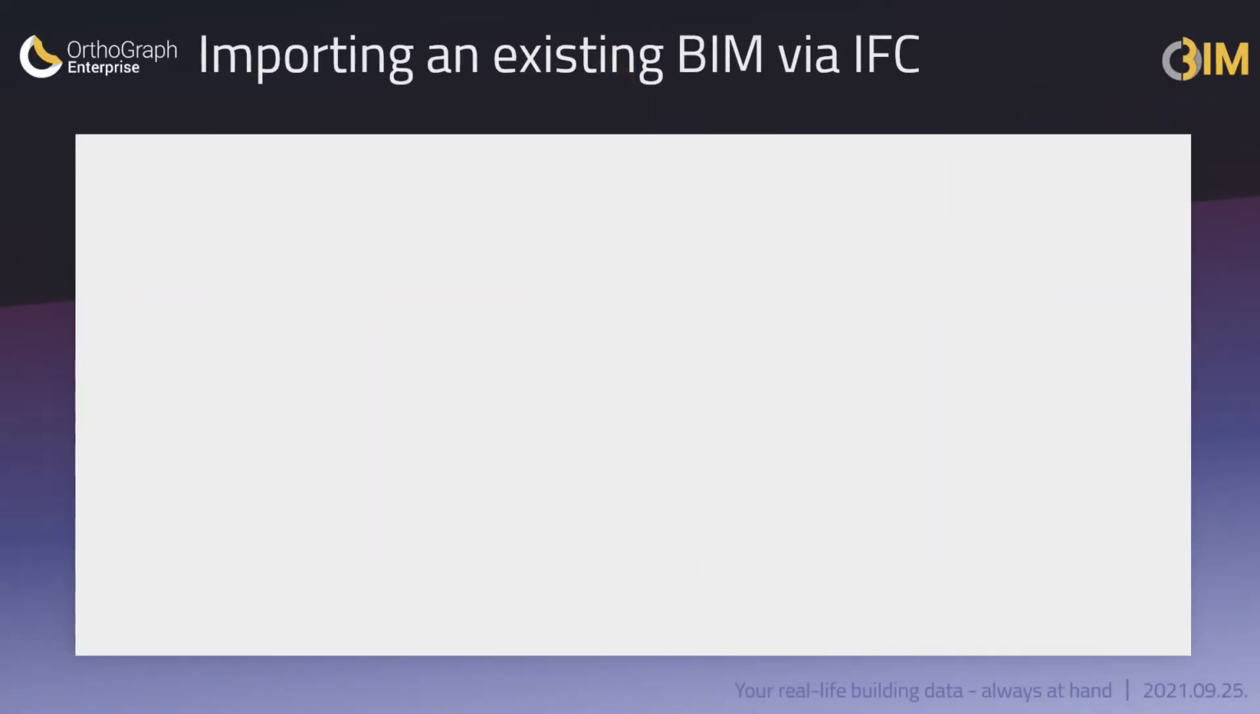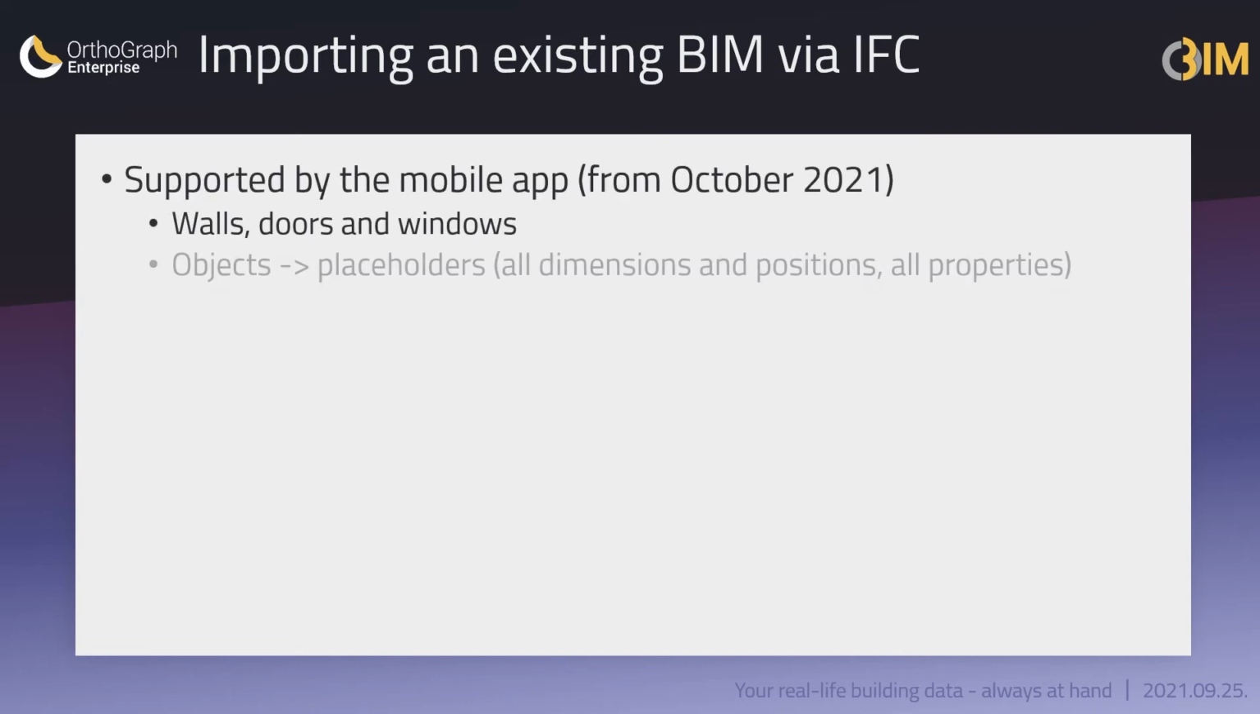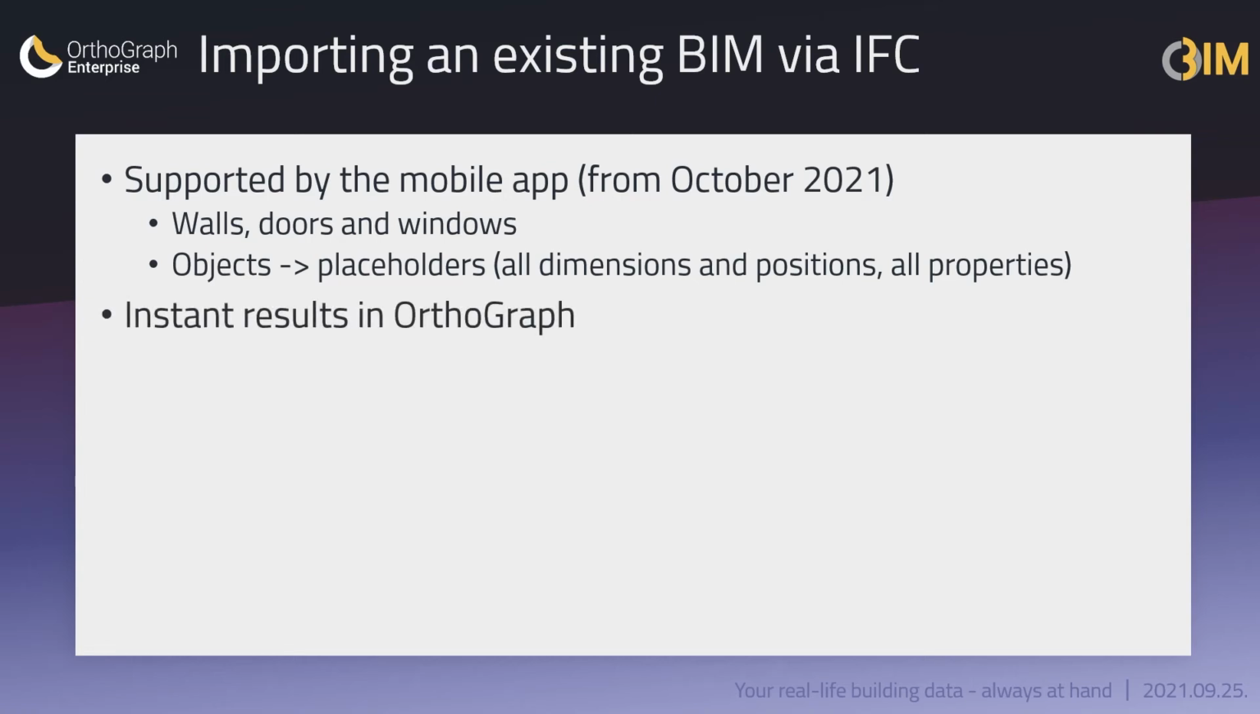Let's see what we can achieve by reusing the BIM created by the architects of the building. First of all, yes, OrthoGraph is capable of importing existing IFC files. Majority of the content is imported in one simple step that produces a 3D BIM model in OrthoGraph. It contains walls, doors, windows, and all objects are also imported with all of the attached data available from the BIM. By default, objects are replaced with placeholders, keeping the original object's positions and dimensions. This means it's just a tap to import an IFC file into a new OrthoGraph project.